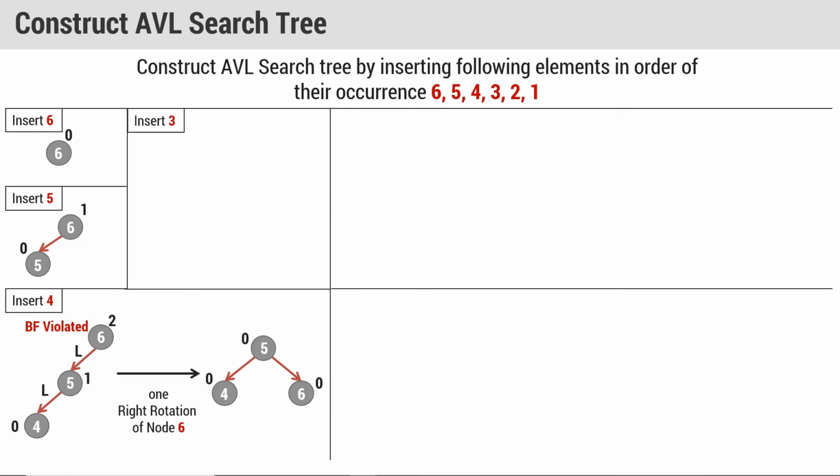So now we have to insert 3. Now if you want to insert 3, then it will obviously be inserted on the left side of 4, right? So 3 is inserted as the left child of node 4. Now we have to check the balance factor. The balance factor at node 3 is 0 and node 6 is 0. Now the balance factor at node 4 is 1, and the balance factor of node 5 is 1.